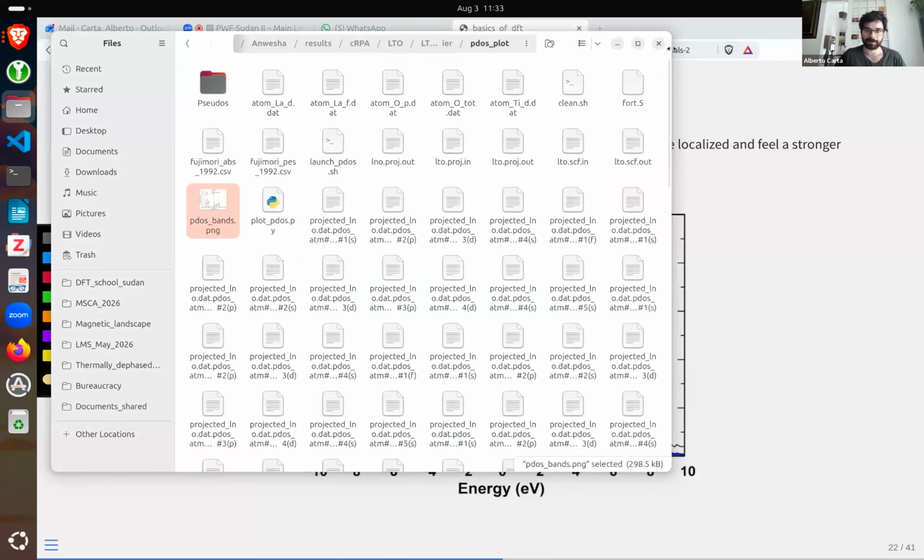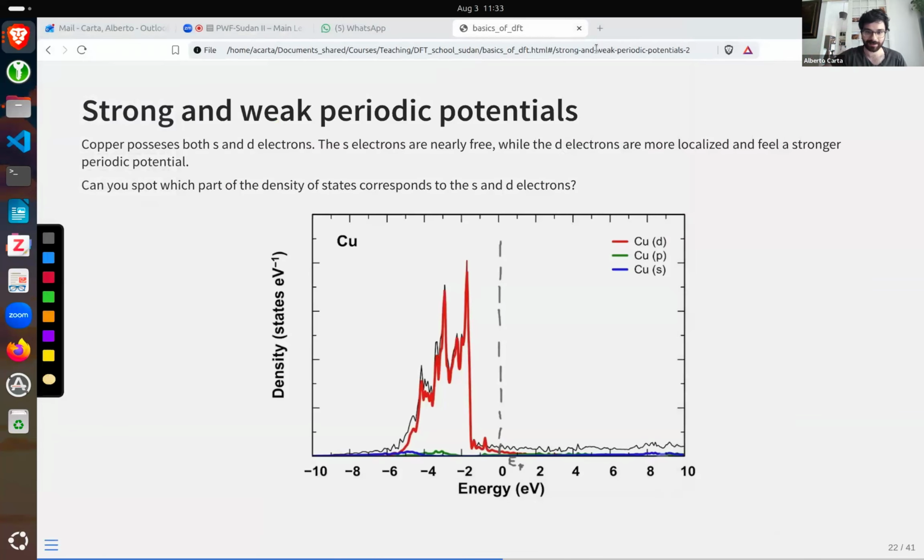Maybe let's close this one here. Let's concentrate on something else. For copper, this should be more evident that this is clearly a metallic system, and the experimental is also metallic.